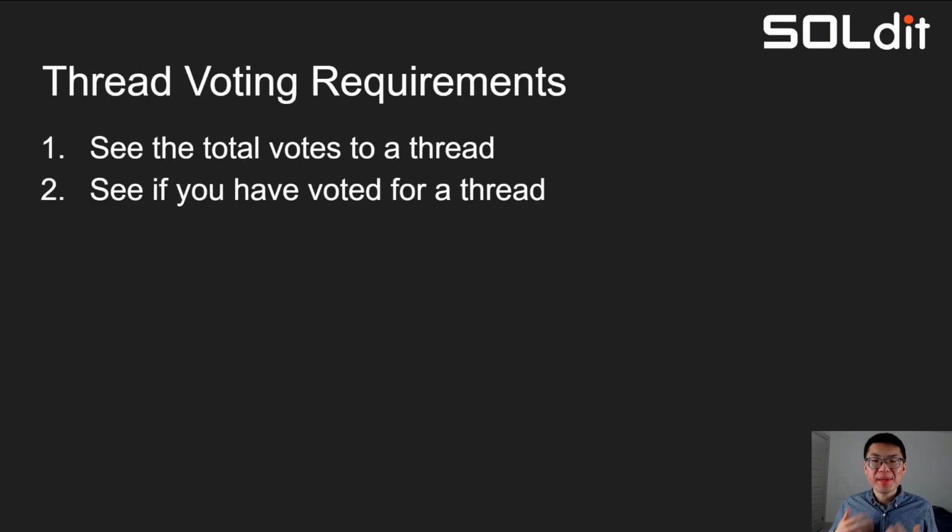All right, so let's get to the meat of the video. What are our requirements to do thread voting? And there's only two requirements that we have. One, see the total votes in a thread. And two, see if you, the user specifically, have voted for a thread.